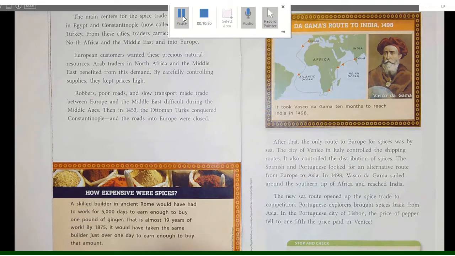The Spanish and Portuguese looked for an alternative route from Europe to Asia. In 1498, Vasco da Gama sailed around the southern tip of Africa and reached India. The new sea route opened the spice trade to competition. Portuguese explorers brought spices back from Asia. In the Portuguese city of Lisbon, the price of pepper fell to 1/5 the price paid in Venice. Now, I'd like you to go ahead, students, and take more notes. Make sure you identify some key details on this page.